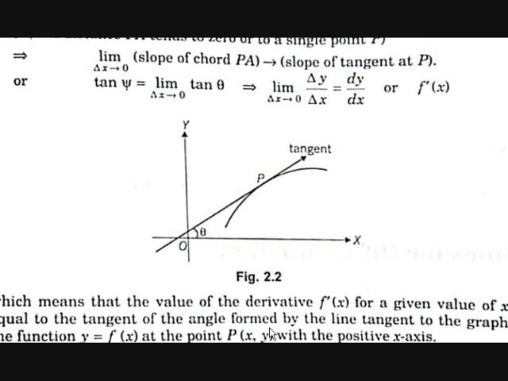Means the derivative is the slope of the line, or the tangent of the angle formed by the line to the positive x axis in the anticlockwise direction. It is called the f dash of x, or in other words, you can easily tell that it is the slope of the tangent at that particular point with positive x axis. Okay, slope is measured with positive x axis only.